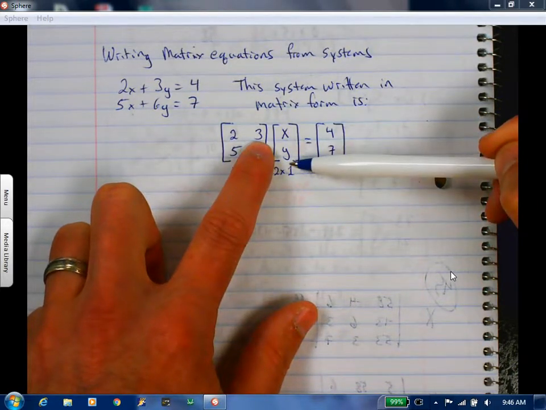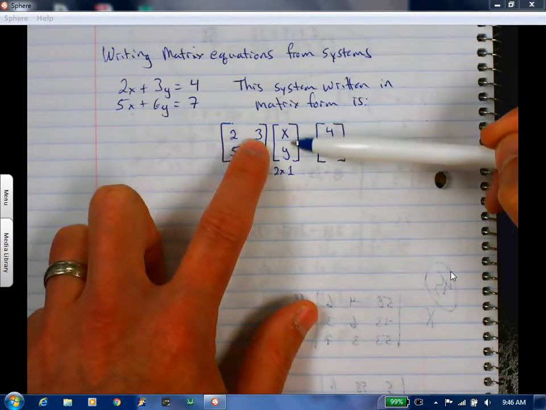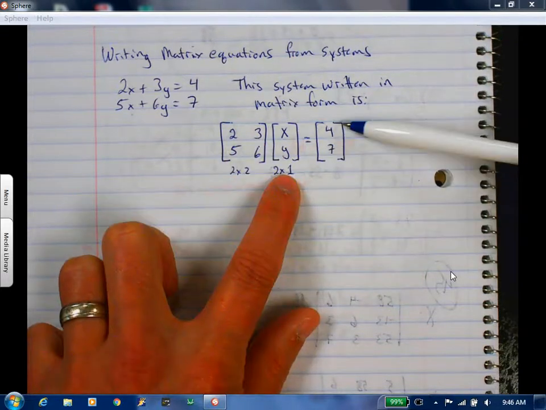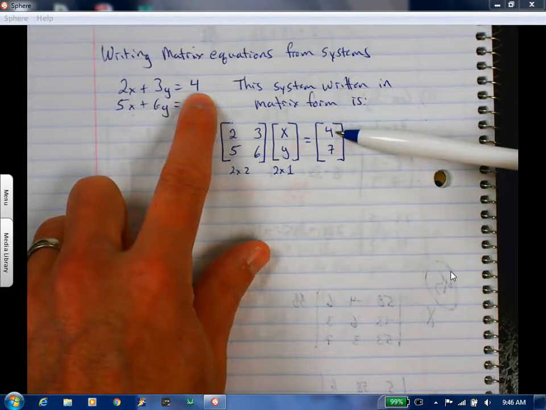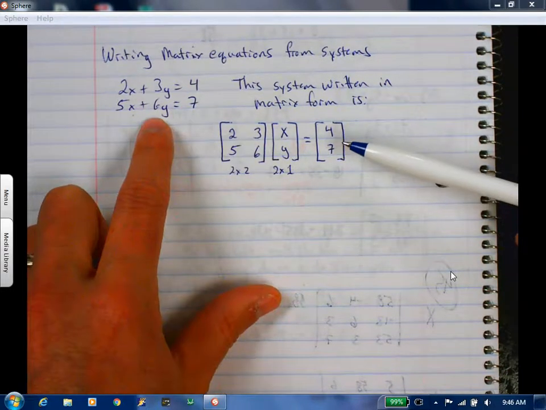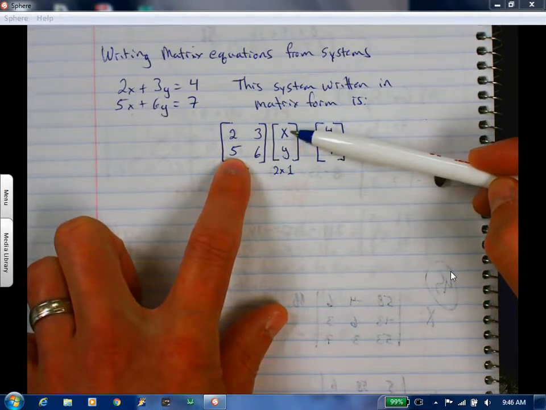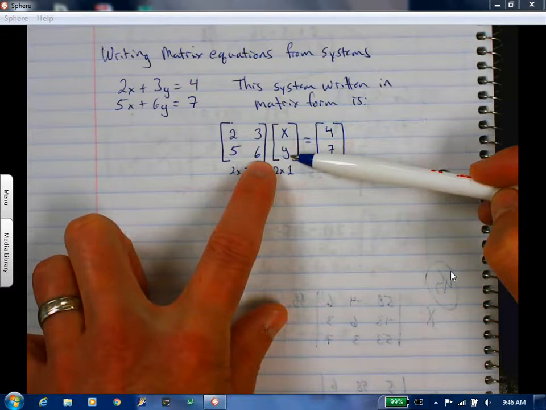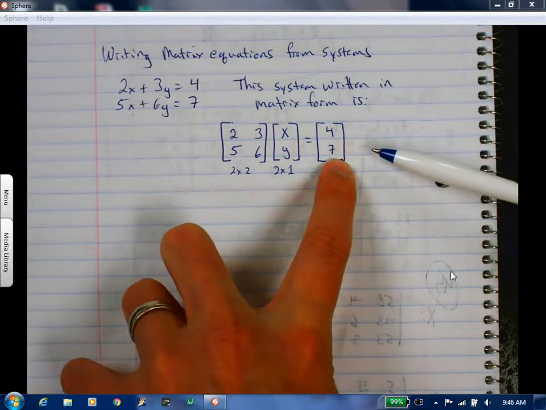So what's 2 times x, plus 3 times y? 2x plus 3y equals 4. I'm just showing you that this is the same thing as this, if you multiply these out. So I take 5 times x, I move over, I move down, 6 times y, 5x plus 6y has to equal 7. Okay?